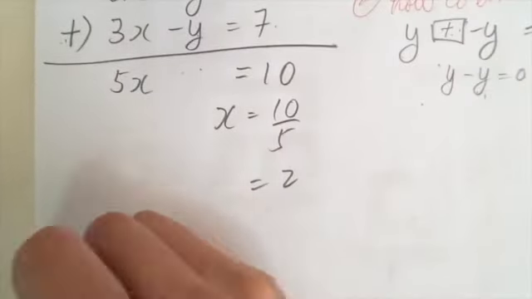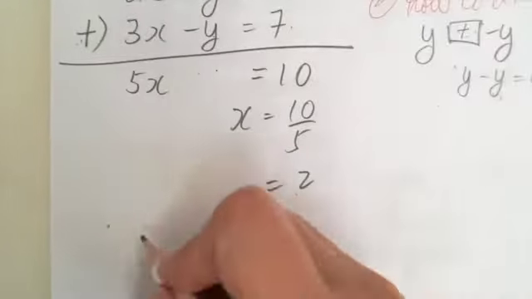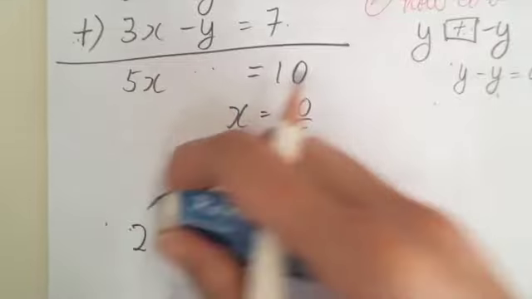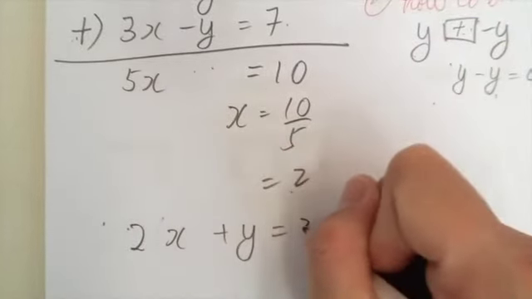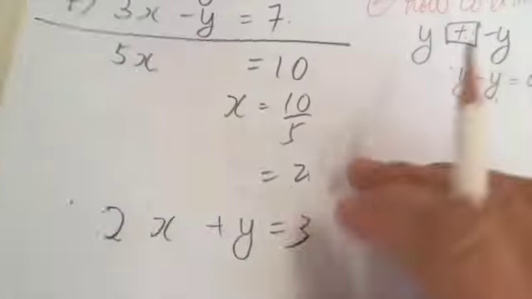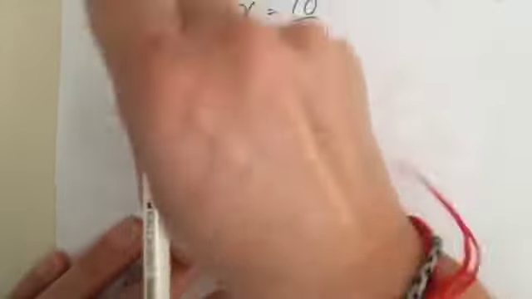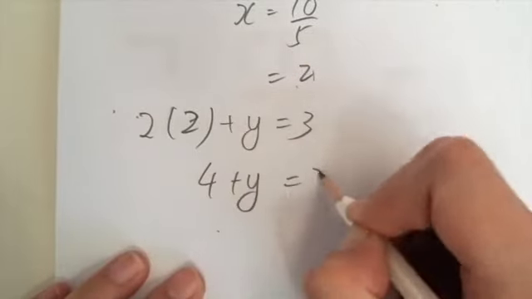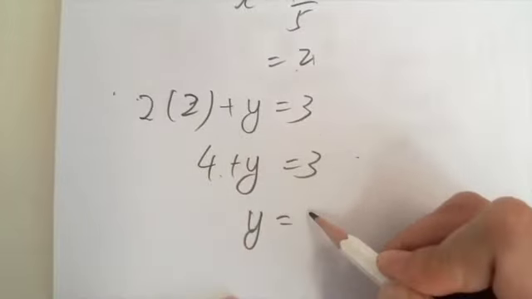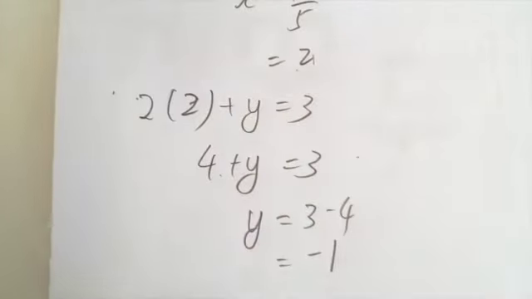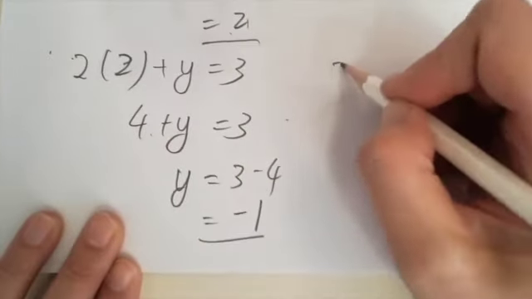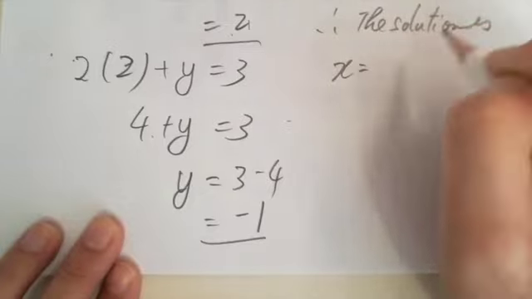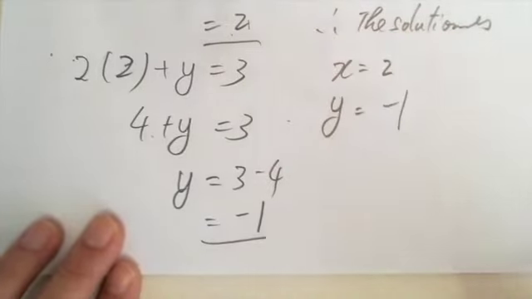After that, we put it into either of the equations. So 2 times x plus y equals to 3. Since we got x equals to 2, we can just remove the x and put the 2 in it. Then we have 4 plus y equals to 3. Remove the 4, we have y equals to 3 minus 4 equals to negative 1. Therefore, the solution is x equals to 2 and y equals to negative 1.